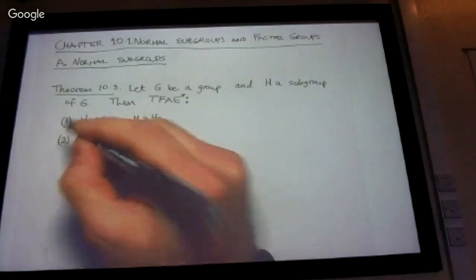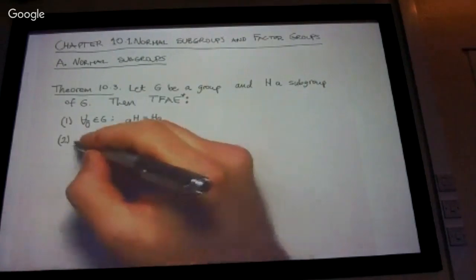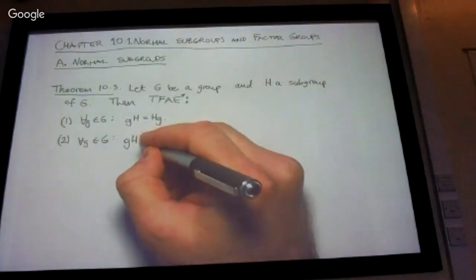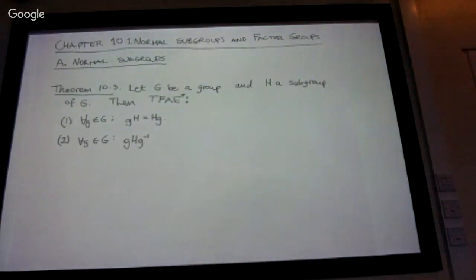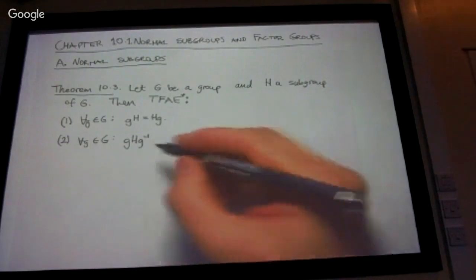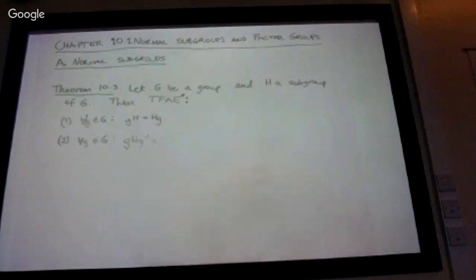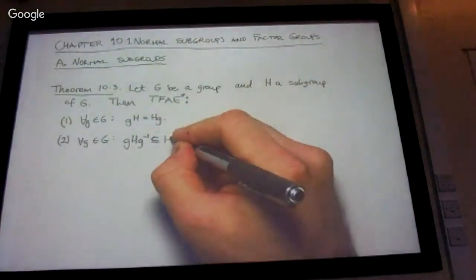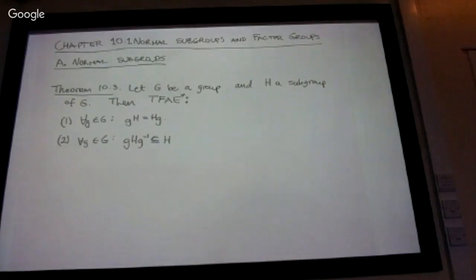Number 2. For every element of G, when you do G times H times G inverse, this is called a conjugate of the subgroup H. As Killian told you about conjugates. If not, then he'll tell you about them later. But this, GHG inverse, is a subset, or a subgroup if you like, of H. So when you take all the elements of H and you multiply them by G from the left and G inverse from the right, you always only end up with elements in H. You can't ever jump out.